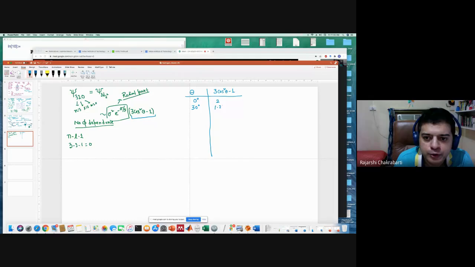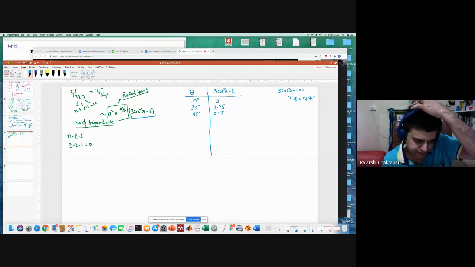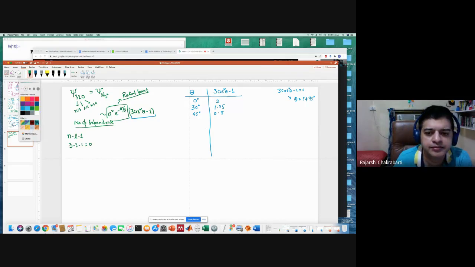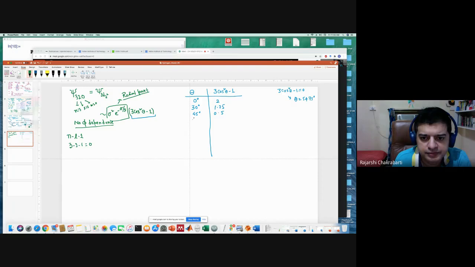It is 1.25. Let us do it for 45 degree. It is 0.5. Then if I put 3 cos square theta minus 1 equal to 0, you will see that when theta is 54.7, I think 54.73 degree, then this is 0. This is called a magic angle kind of thing. I'm just writing it here, okay? It will be quite useful writing down. Zero.